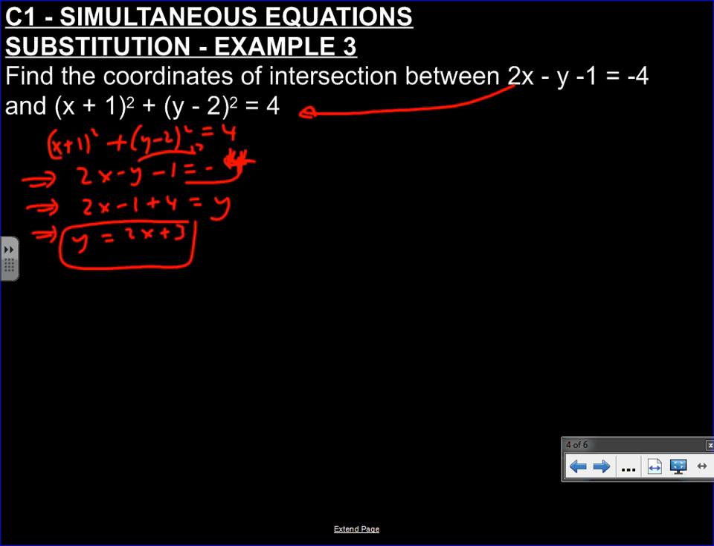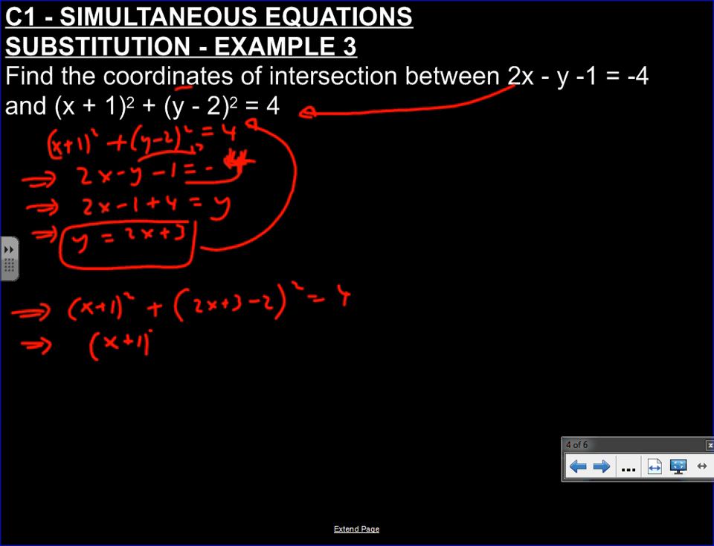And now we can sub that into our circle equation, because remember x and y are the same at that particular point. So we've got (x plus 1) squared plus our new y value, which is 2x plus 3. That's that y value here. Minus the 2 still, squared equals 4. So notice all y's have gone. Everything's one variable. And we can solve this, can't we?